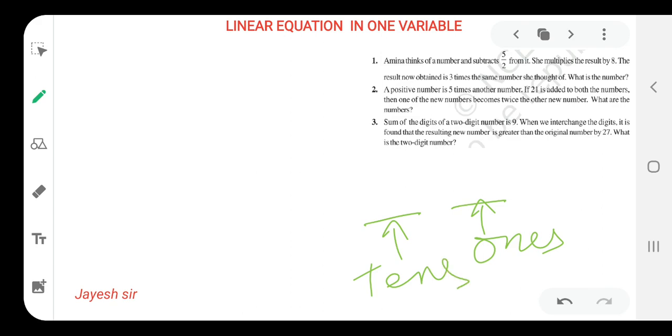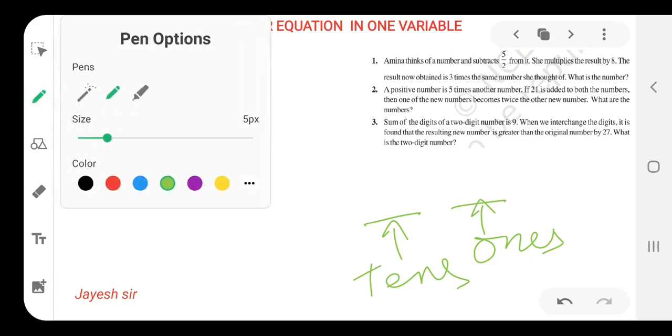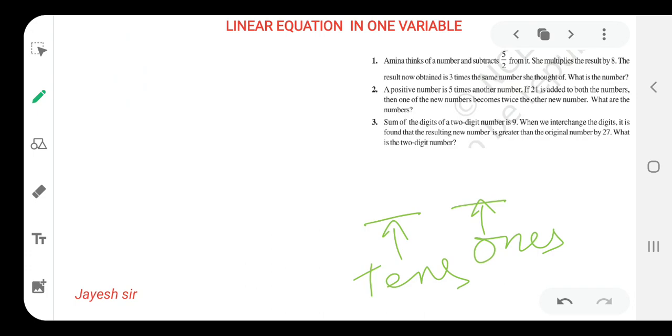Basic concept should always be clear while solving a linear equation in one variable. Ones place and tens place, as we all are familiar with that. Two numbers are there, so let us start with that. The number at the tens place, as we are all taking it, would be x. So at the tens place, let it be x, and at the ones place it will become 9 minus x.